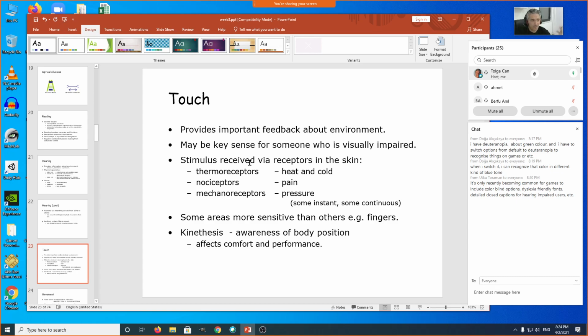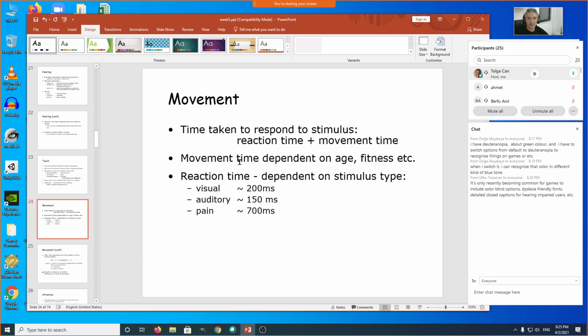And different parts of the skin, different parts of the body, have different sensitivity. Kinesthesis is the concept of awareness of body position. Doing the same thing while upside down may be a lot more difficult. Whether you're aware of your body position or not also affects comfort and performance. So these are things about touch.